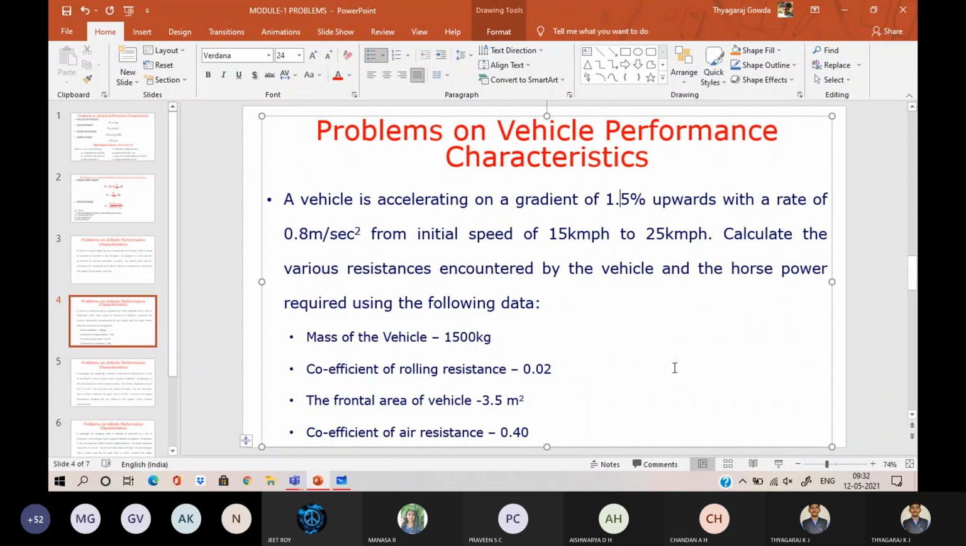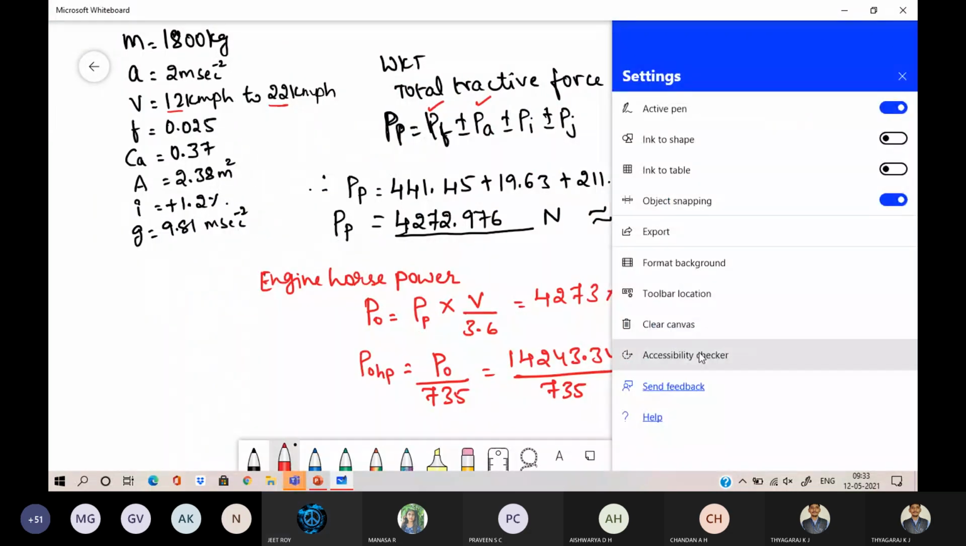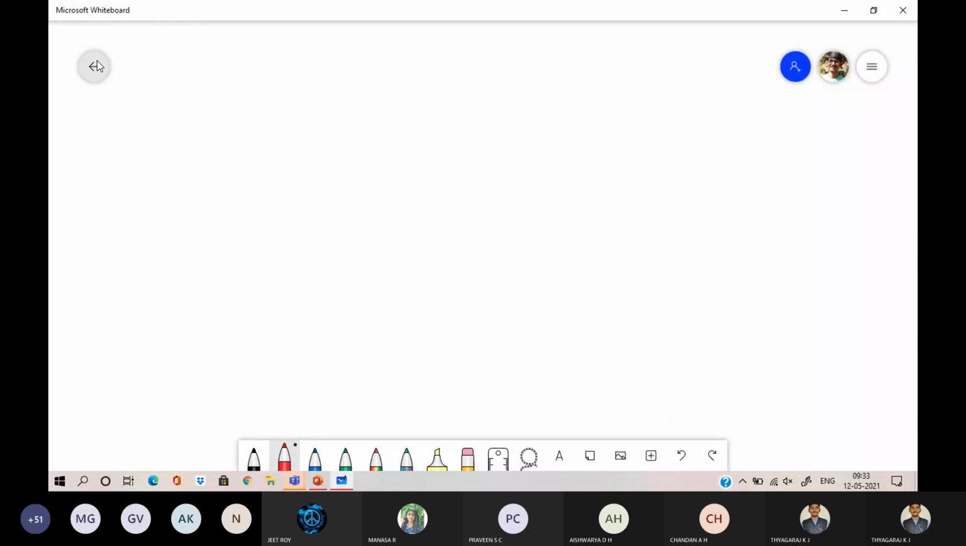So kindly note down. Kindly inform me when you have completed the writing. So others, is it completed? Manasa? Yes, sir. Jitra? Done, sir. Okay. Now we'll move to the solution. Clear this canvas.